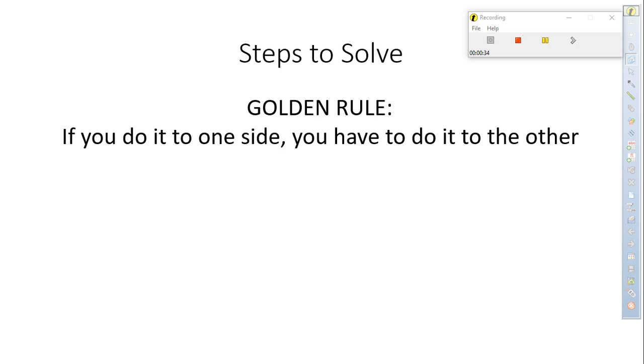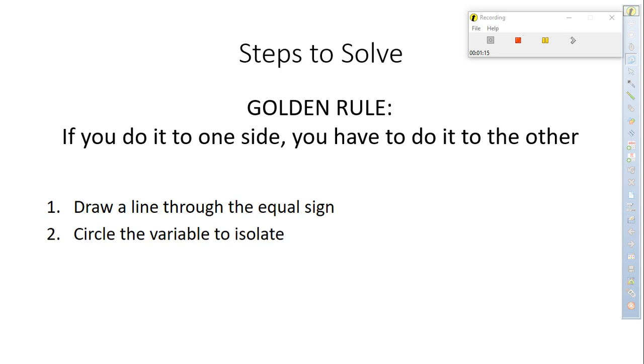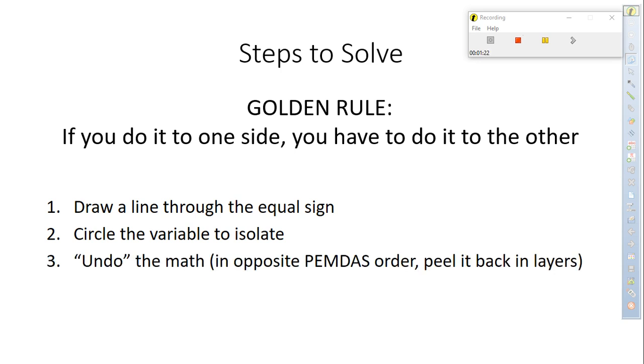So the steps that we used were to, number one, draw a line through the equal sign. That helps you visually see once you add it to one side, you add it to the other. Once you take it away from one side, you take it away from the other. If you multiply to one side, you multiply to the other. And the same math should be represented on both sides of that line. Next, we're going to circle the variable to isolate, so we know that we have to get it all by itself. And lastly, we're going to undo the math.